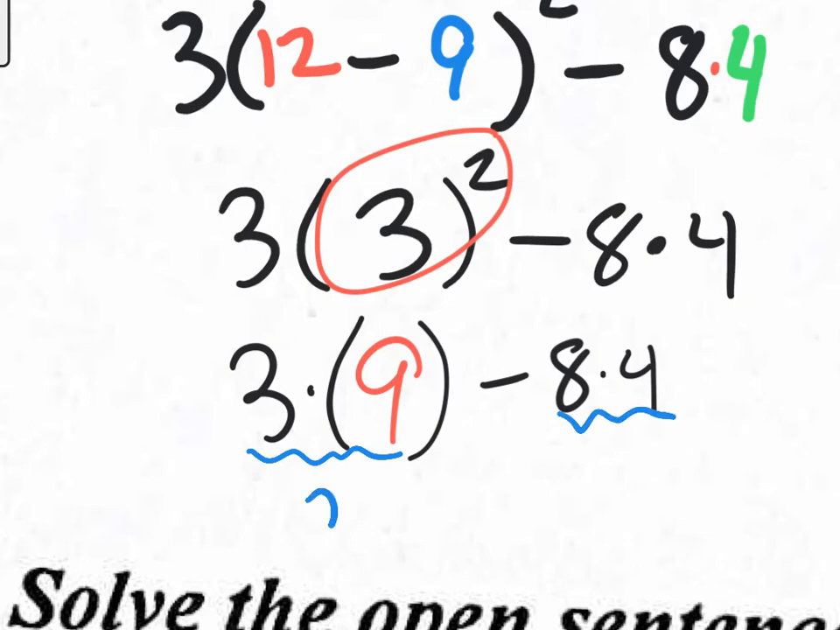So 3 times 9 is 27. 8 times 4 is 32. And of course, this minus sign, I just simply brought it down. So we have 27 take away 32. You have $27, that's a lot of money. You owe somebody 32. You can't even pay them off.